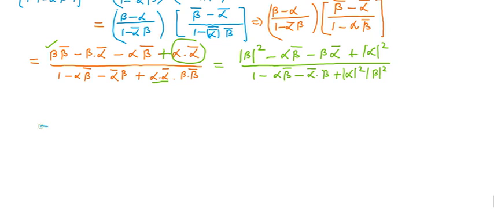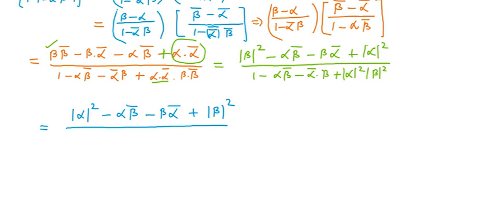Now see this step, we can arrange it like this: mod alpha square minus alpha conjugate of beta minus beta conjugate of alpha, and plus mod beta whole square, upon 1 minus alpha conjugate of beta minus conjugate of alpha into beta plus mod alpha whole square into mod beta whole square.